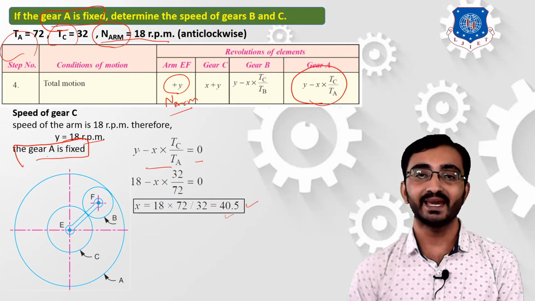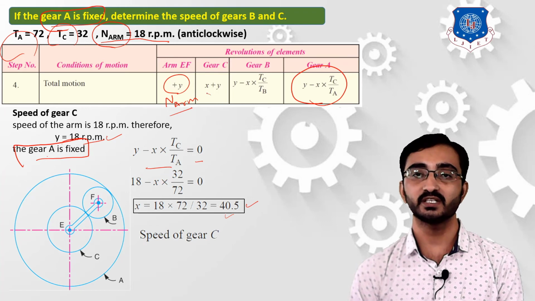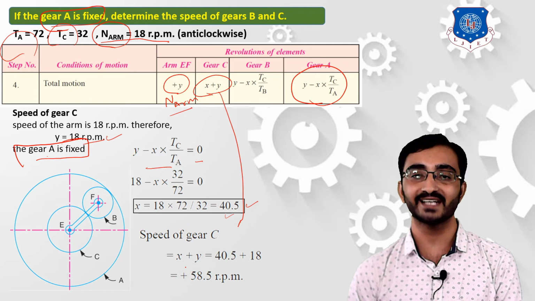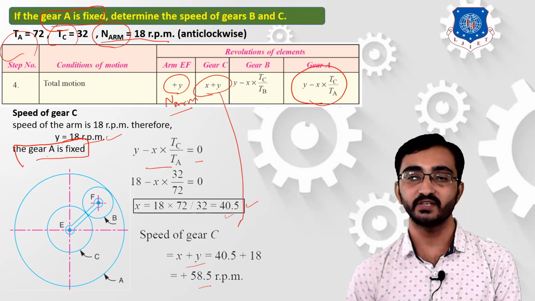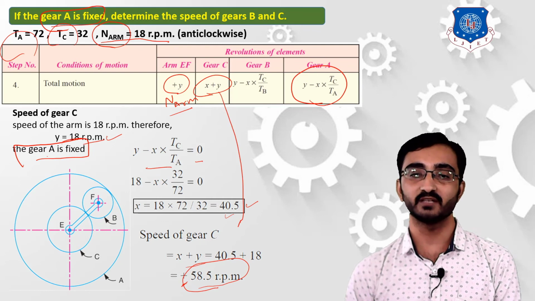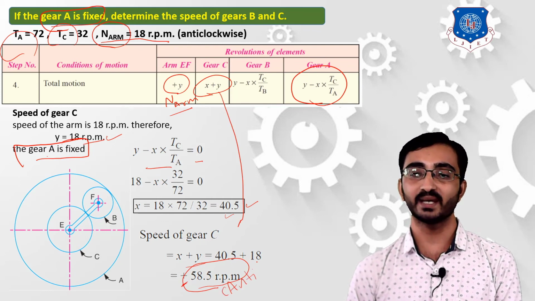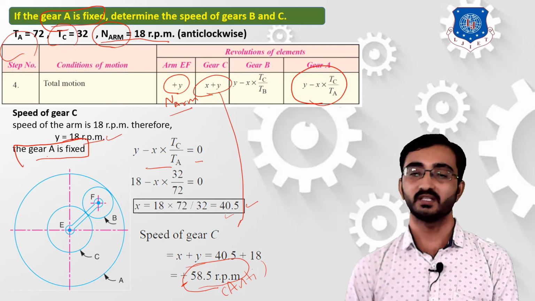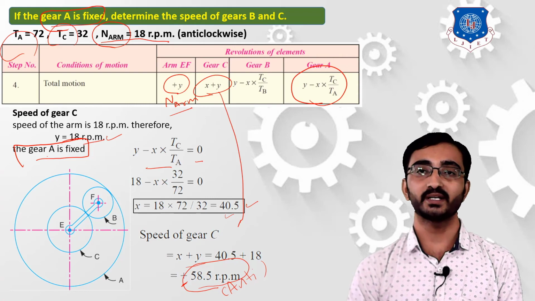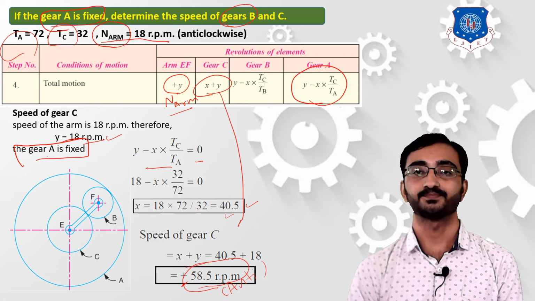After getting this value of x and y, now we can simply say that the speed of gear C is equal to x plus y from this table. So we can simply write down that x plus y is equal to 58.5 rpm. Now over here your answer is positive, so you can simply say that it is rotating in anti-clockwise direction. Okay, so this is a simple procedure. Now let's find out the second component, that is the speed of gear B.